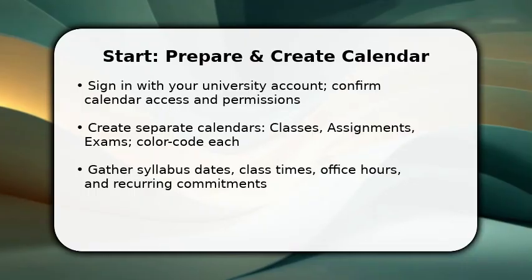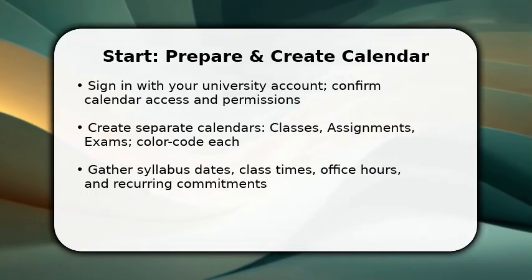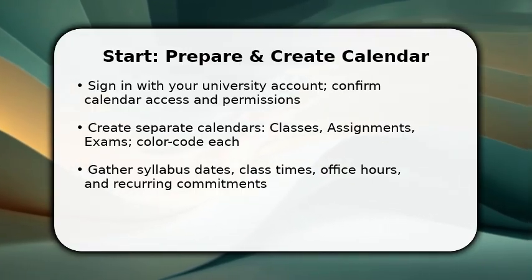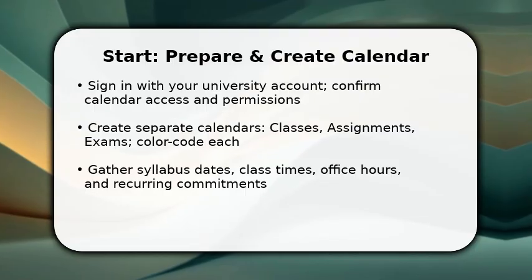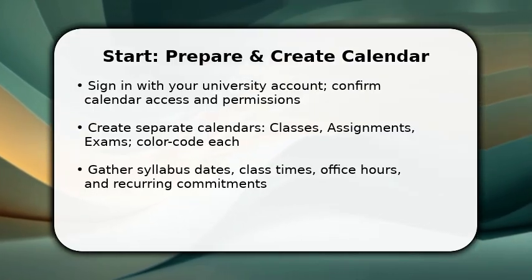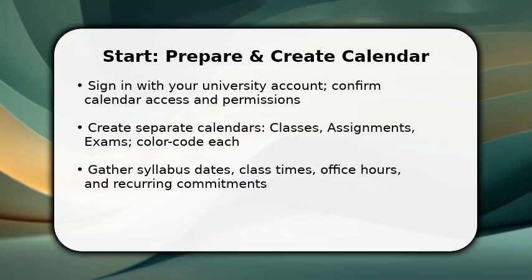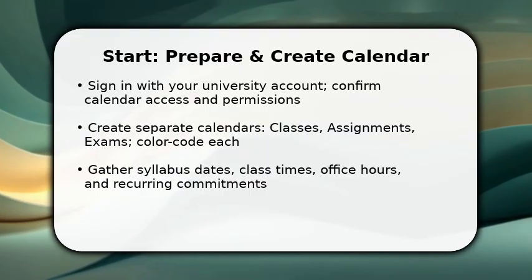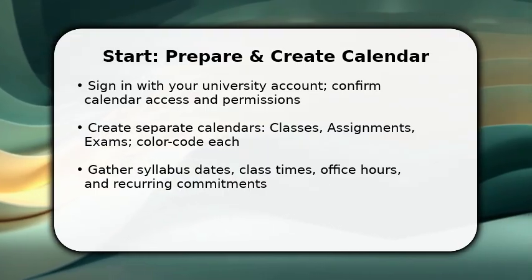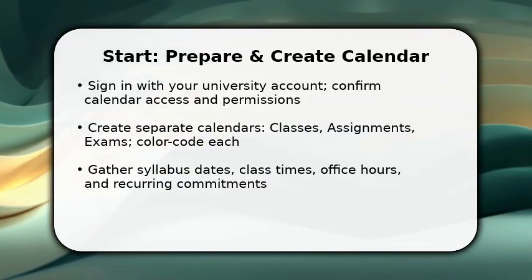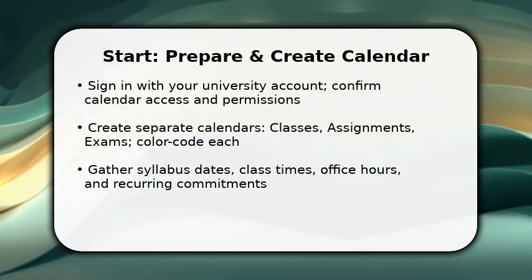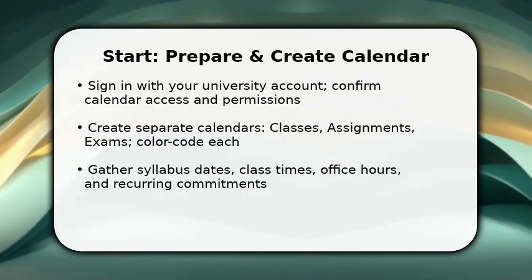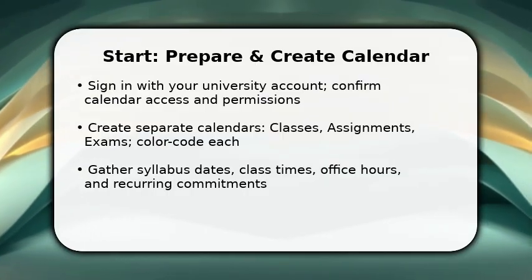You'll begin by verifying your university sign-in and permissions so events sync across devices. Once done, create distinct calendars labeled classes, assignments, and exams, then assign each a color for fast recognition. Add one-off events from your syllabus immediately, class times, lab sessions, and instructor office hours, so you have a solid scaffold. Make sure to enter exact locations and recurrence patterns for repeating classes, because accurate repeating events save time.